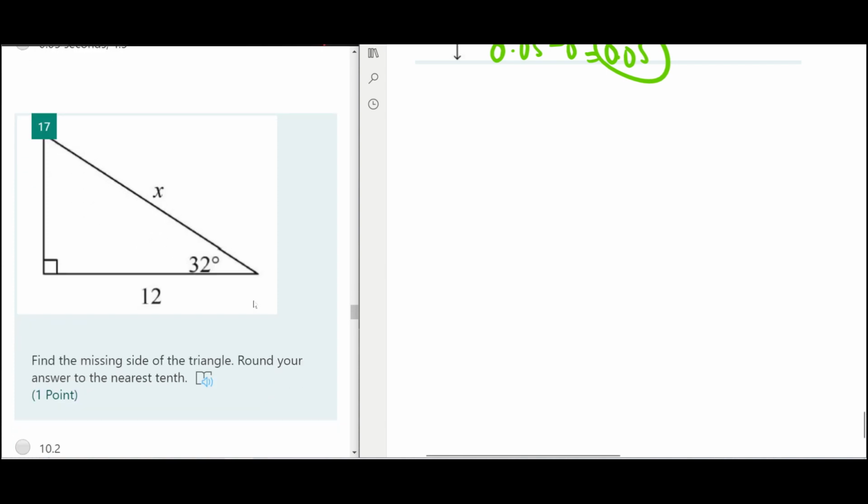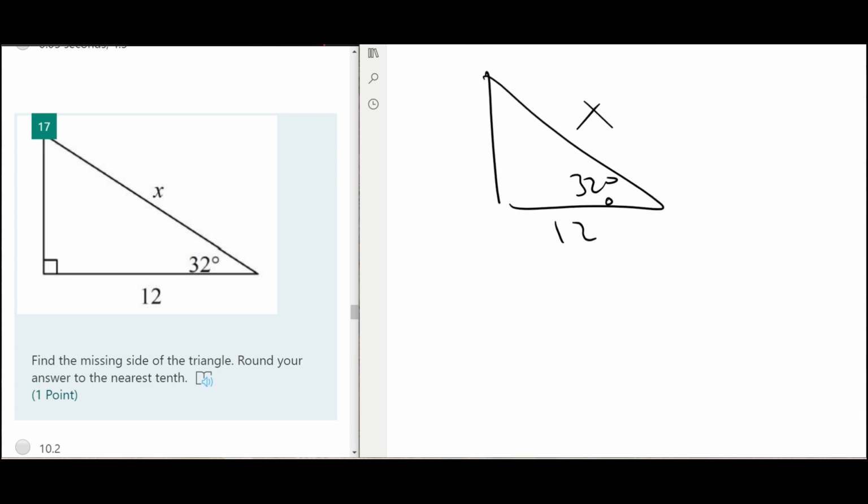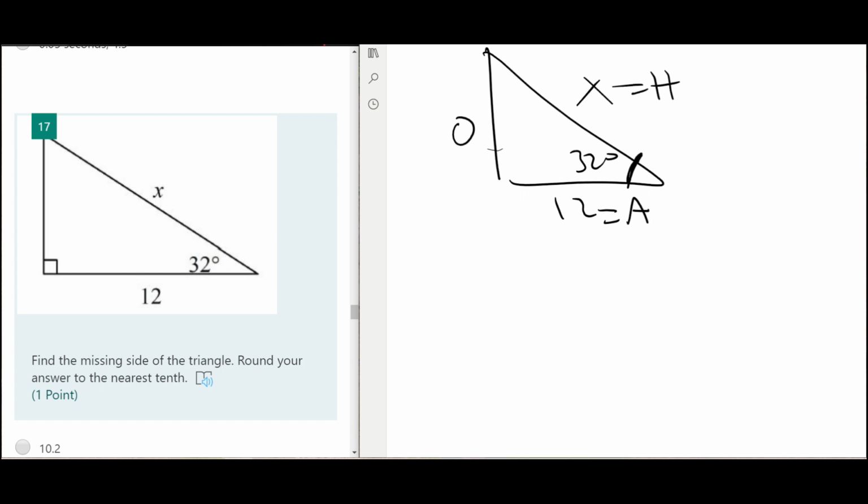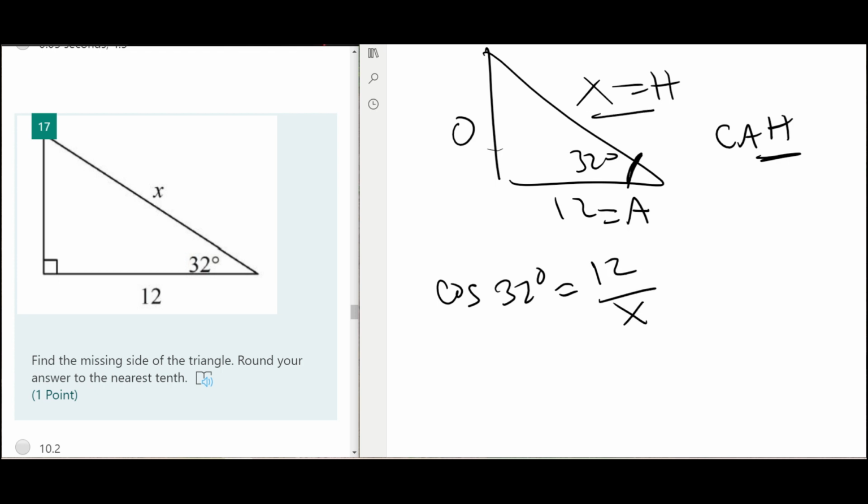All right, here they're looking for the missing side. That's x, that's 32, that's 12. According to this angle of 32 degrees, which is the angle we're interested in, this is adjacent next to it, and this is the hypotenuse. This is obviously opposite, but we don't care about opposite here. We only have adjacent and hypotenuse. That sounds like a cosine to me. So CAH TOA: cosine of 32 degrees equals adjacent over hypotenuse, 12 over x.